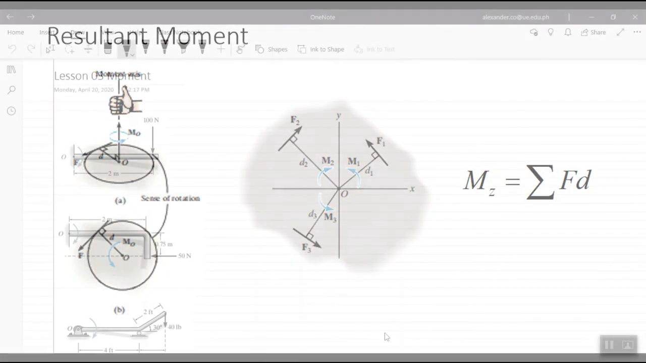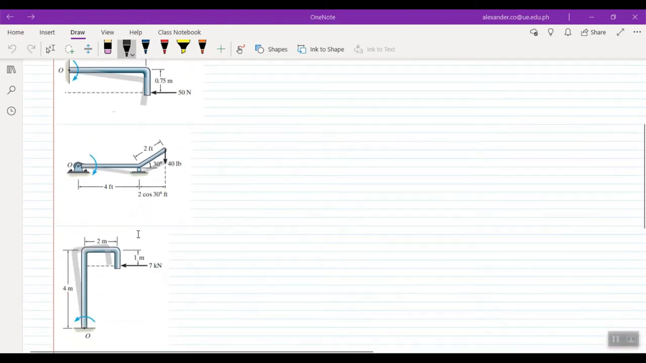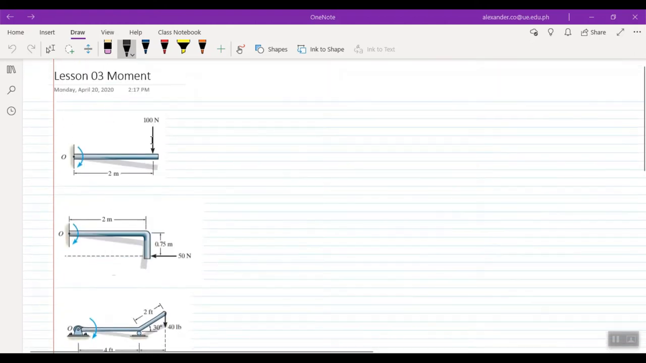Let's go straight to sample problems. I have prepared how many samples? 1, 2, 3, 4 samples. Basic muna tayo sa moment. It's easy. Okay, let's begin with this one. I'll call this number 1 or letter A. In letter A, we will get the moment at point O. All of them are at point O.